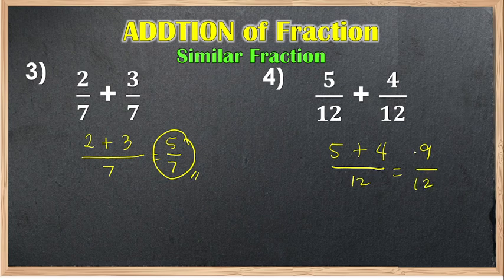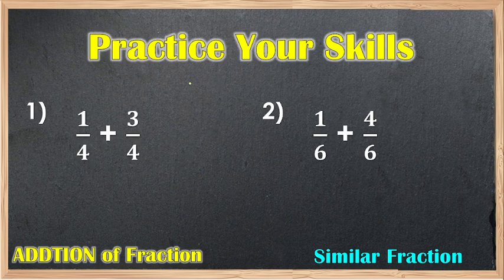But, as you can see, 9 over 12 can be simplified. The numbers 9 and 12 can be divided by 3. So, 9 divided by 3, the answer is 3. 12 divided by 3, the answer is 4. So, therefore, the final answer is 3 over 4. Don't forget to simplify your answer. Okay? That's it. So, try to practice your skills.